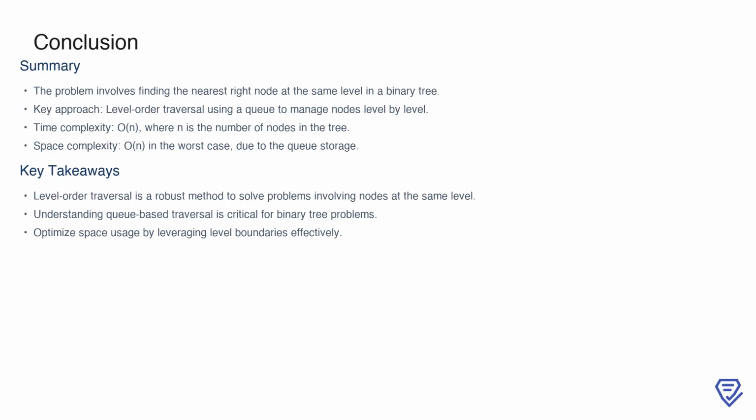In summary, we used level order traversal with a queue to find the nearest right node in a binary tree. This approach ensures optimal time and space efficiency. Remember to practice queue-based traversal for similar problems.